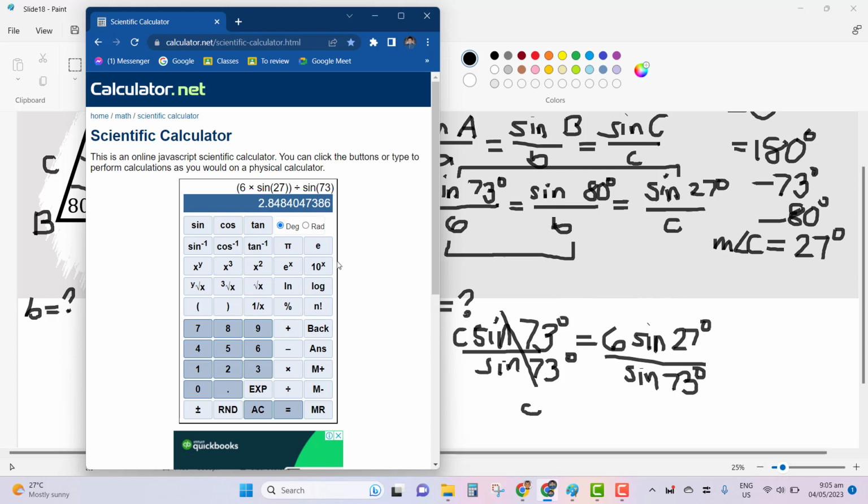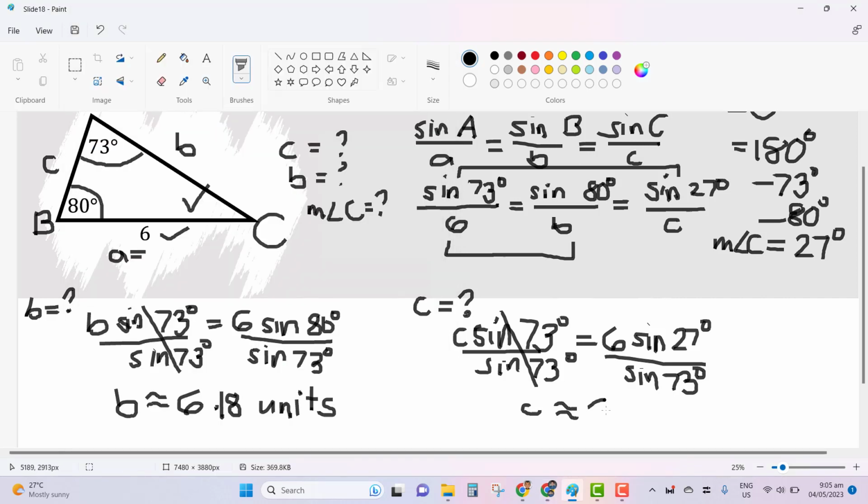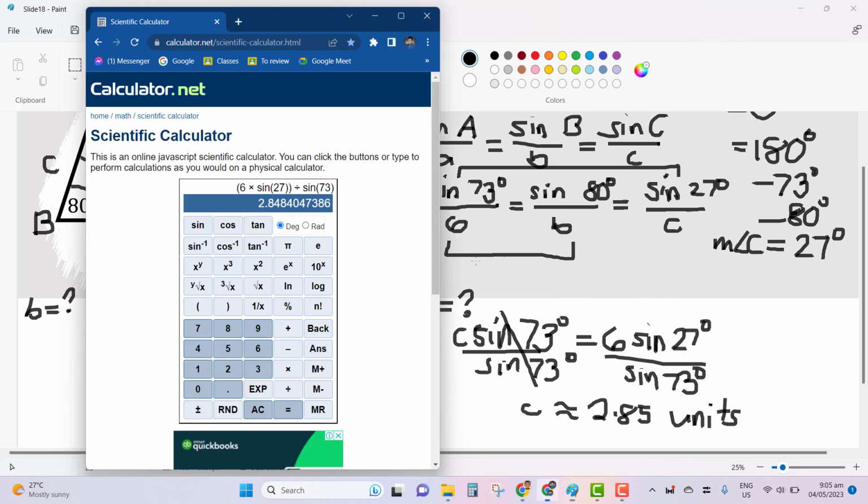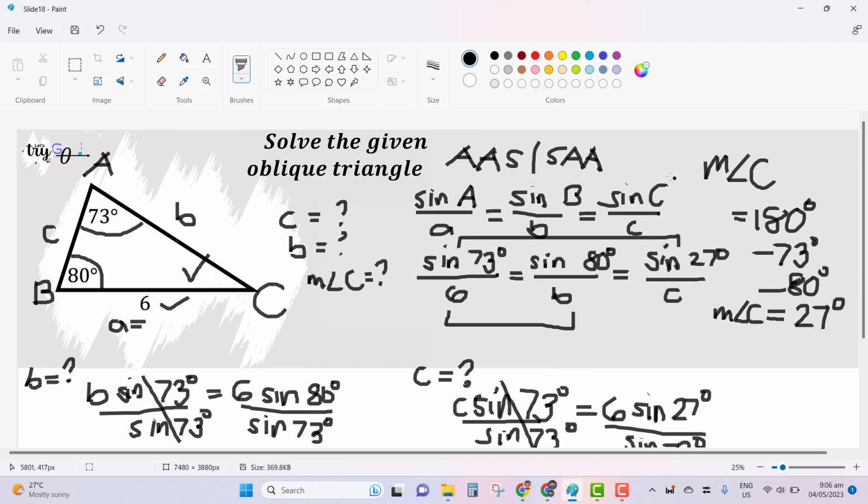So your result is very small. That's 2.8484, so on and so forth. We are going to round it off to 2.85 units. So again, when rounding off, we will be using approximation: approximately 2.85 units. It is 85 because when you round this off to 2 decimal places, it will go up. So these are the 3 unknown measurements for this given AAS or SAA oblique triangle.